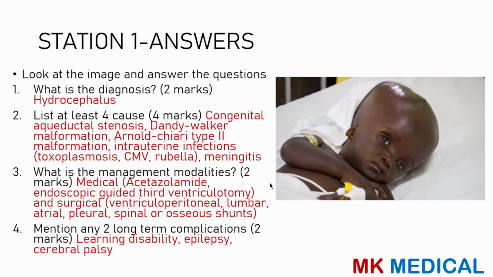What is the management modalities? You could have medical management where you could perform what is known as endoscopic guided third ventriculostomy, which reduces the amount of CSF, or you could give this child acetazolamide. That's if this child has moderate to mild hydrocephalus. Or surgical approaches may be used for patients with severe hydrocephalus where you could add a ventricular peritoneal or ventricular lumbar or ventricular atrial or ventricular pleural or ventricular spinal or ventricular osseous shunts.